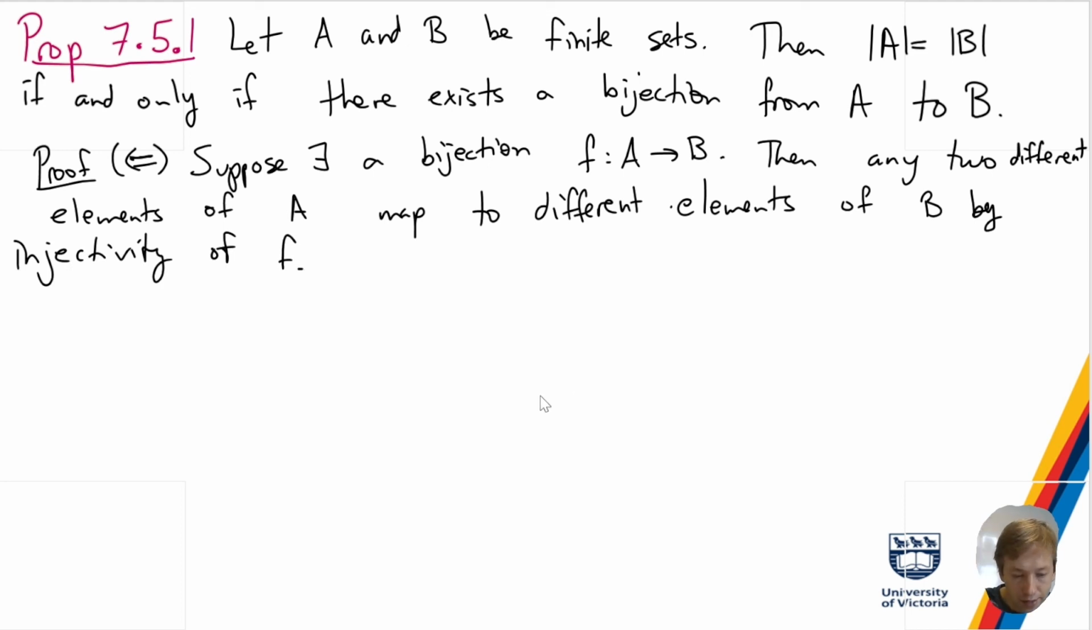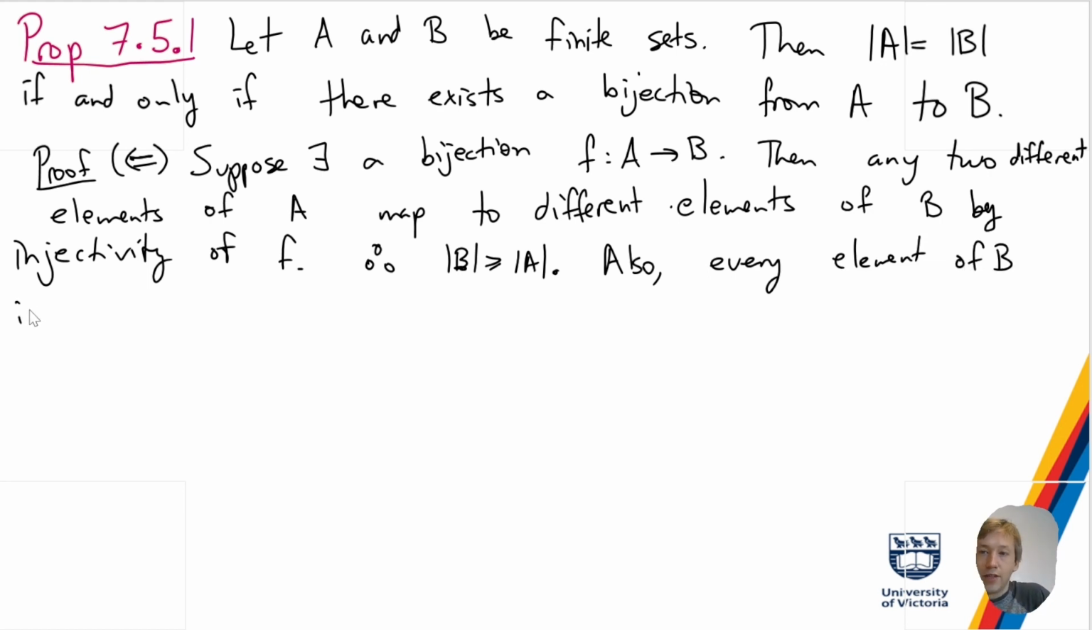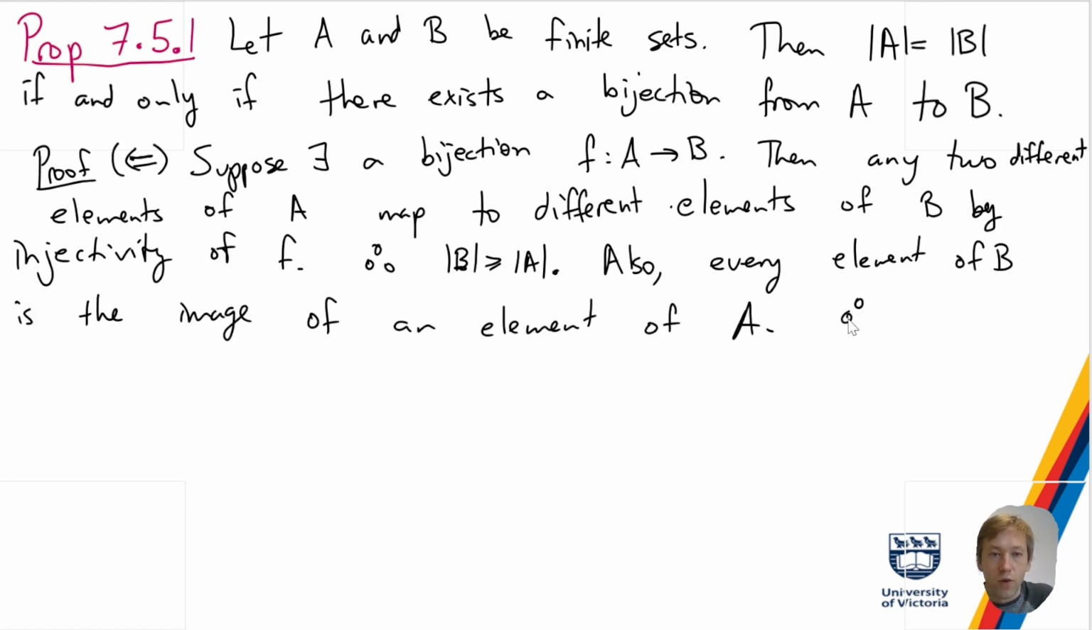So what I mean here is, because it's injective, any two elements of A map to different elements of B, so therefore B must have as many different elements in it as A does. So the size of B must be at least the size of A. Also, every element of B is the image of an element of A. So the number of elements in B must be at most the number in A. Therefore, if there's a bijection between A and B, then the size of B must be equal to the cardinality of A.